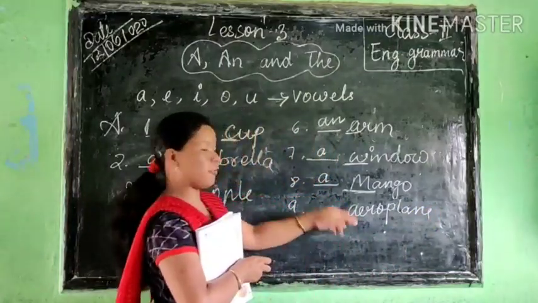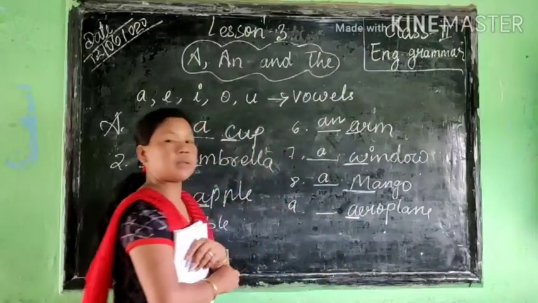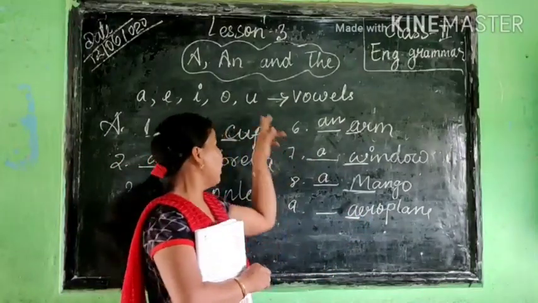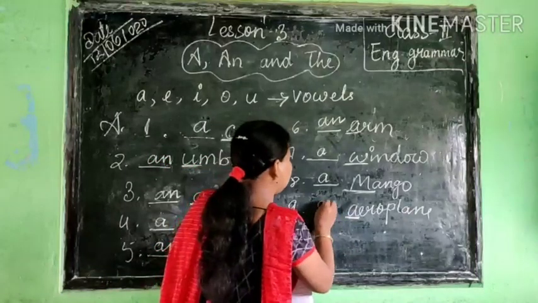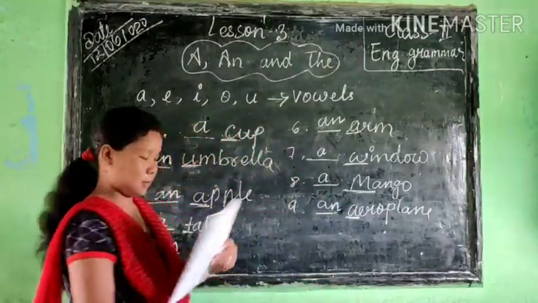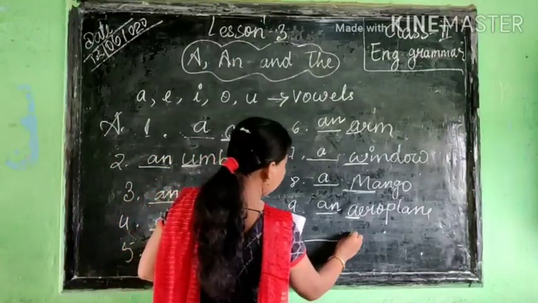Okay, aeroplane. So your first letter is what? Yes, first letter is A. A is a vowel. So if it is a vowel, what do we have to write here? We have to write N here. Okay. So tenth number is classroom.